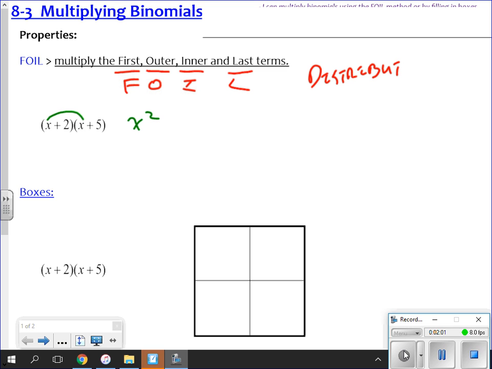Then the outer terms, the ones on the outside. X times 5 gives me 5x. Then you do your inner terms. 2 times x gives you 2x. And then you do your last terms in each one. 2 times 5 gives you 10. So I've multiplied everything. Everything's been multiplied. I've done all my multiplying I could do. Now you combine like terms.